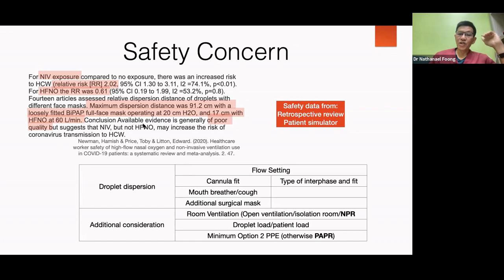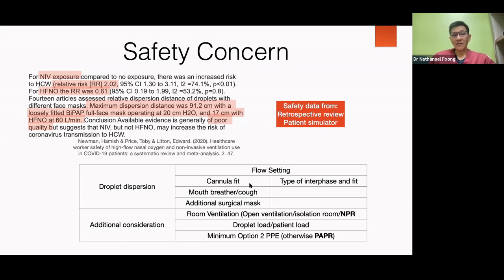All right, but the conclusion here is very clear. Evidence is still poor. But it seems to suggest that NIV has more risk of transmission to the healthcare worker compared to high flow nasal cannula. But I would like to look at it this way when we want to decide whether to put a patient on a high flow nasal cannula in an open area or in an isolation room, or even an NIV. Now, droplet dispersion is dependent on the flow setting that you put. The higher the flow, the higher the risk.